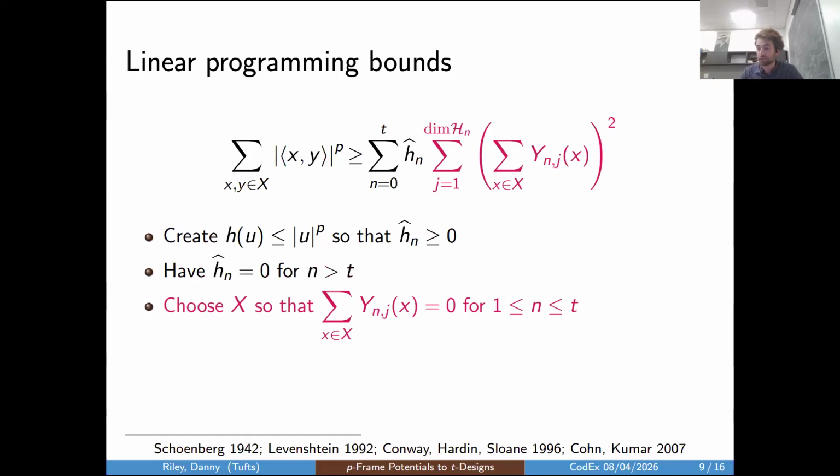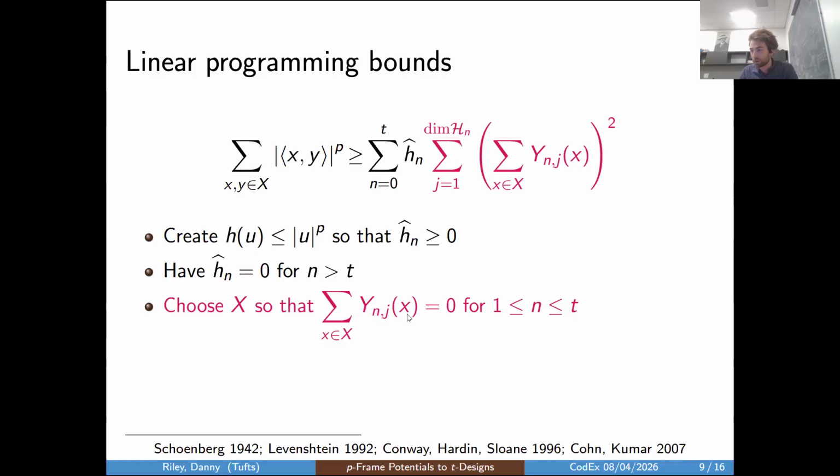Now I'm going to choose my configuration x such that this thing is going to be equal to 0. Well, why am I doing that? If I'm trying to show what is a lower bound on the p-frame potential, what is the smallest that this thing can be right here? Well, if all of the h hat are non-negative, whenever h hat is positive I need this thing to be as small as possible. And it's something squared, so the smallest it could be is 0.